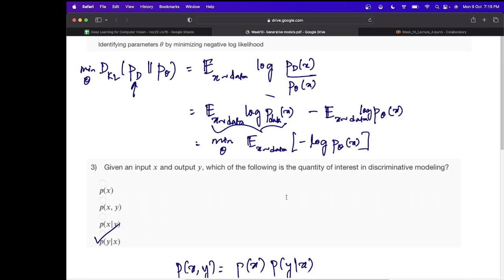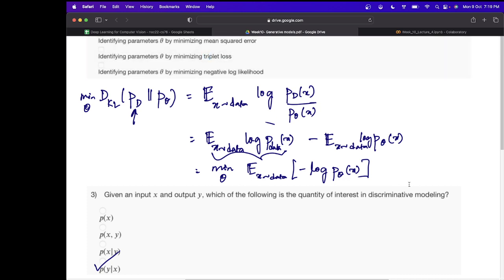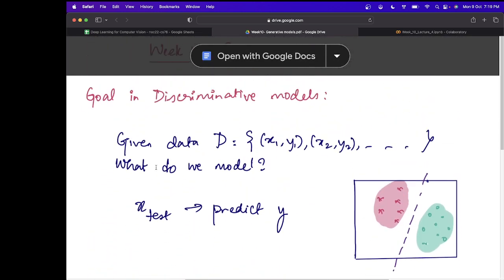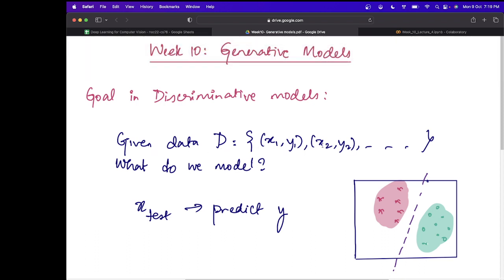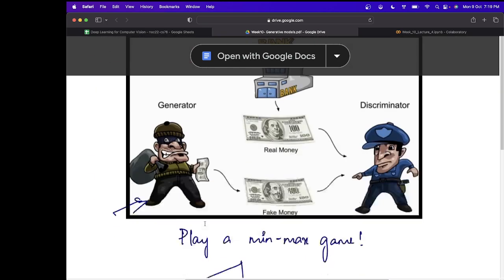Okay, now this is very simple. Given an input x and an output y, which of the following is the quantity of interest in discriminative modeling? So again, if we go back to discriminative modeling, what did we want? We had some data x1, y1, x2, y2, and so on, and we wanted a function that would predict y for us for unknown test data.